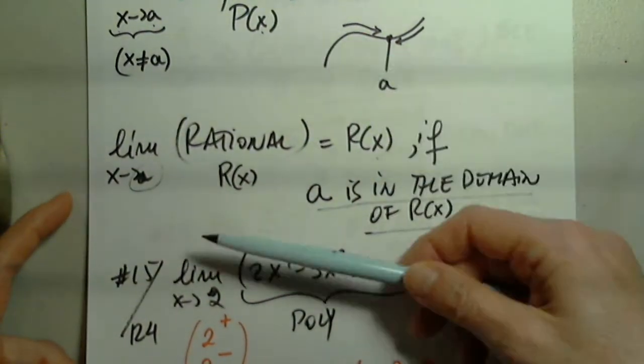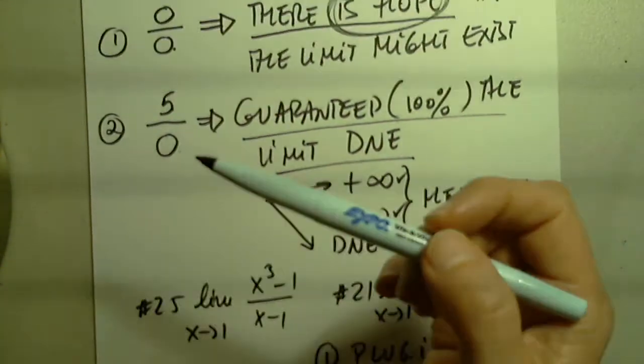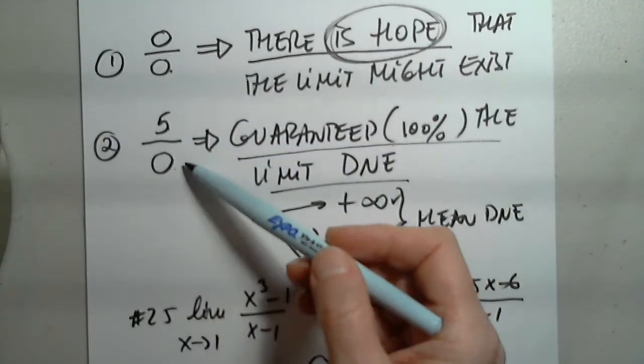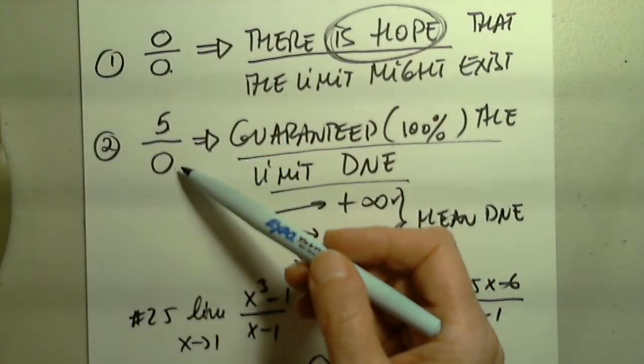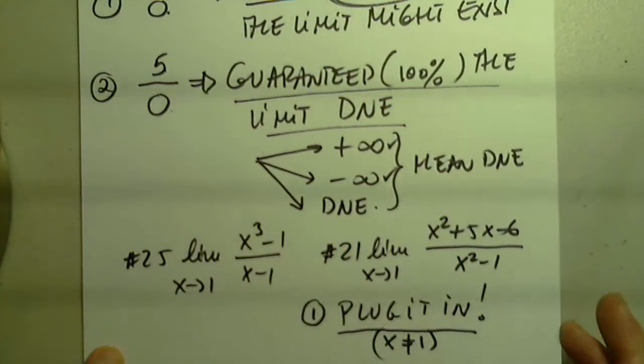So because of these theorems, I always have to plug it in to see what it is. It could be this, which gives hope. It could be this, which has no hope. The limit does not exist. So I have to see what it is first.